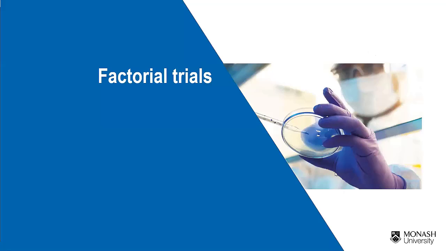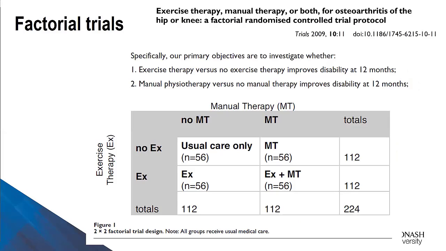And the final trial I want to touch on is factorial trials. And I want to do this initially by looking at a particular example. The authors were interested in looking at exercise therapy and manual therapy, or both, for osteoarthritis of the hip or knee. And so it's a 2x2 factorial design.